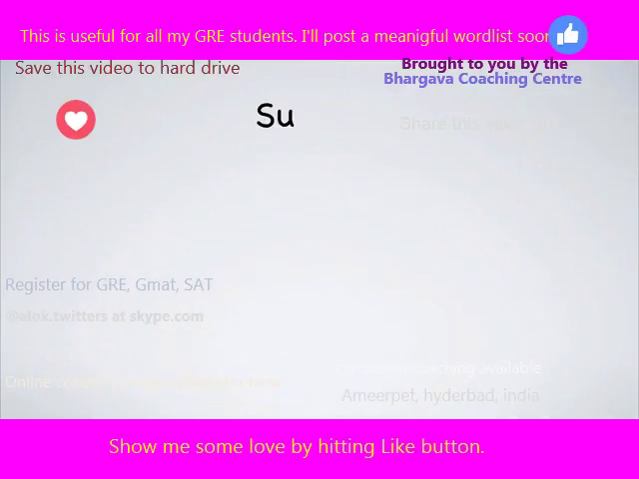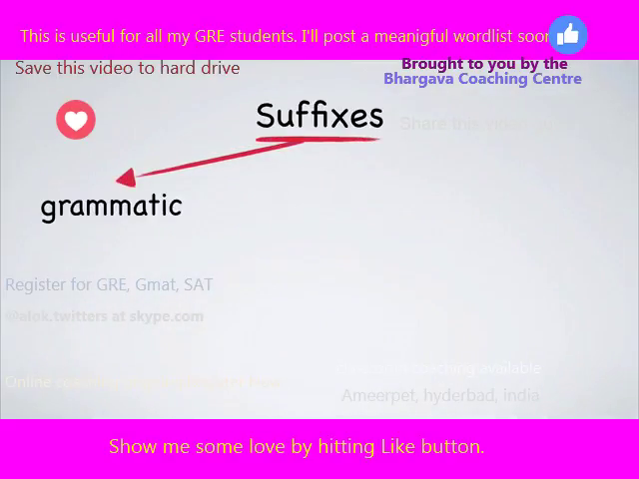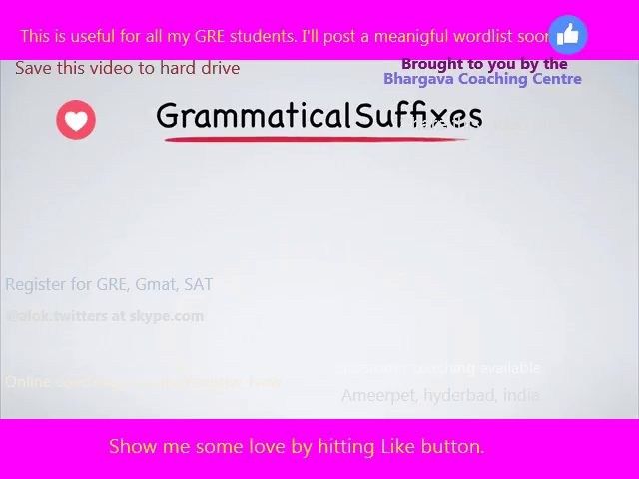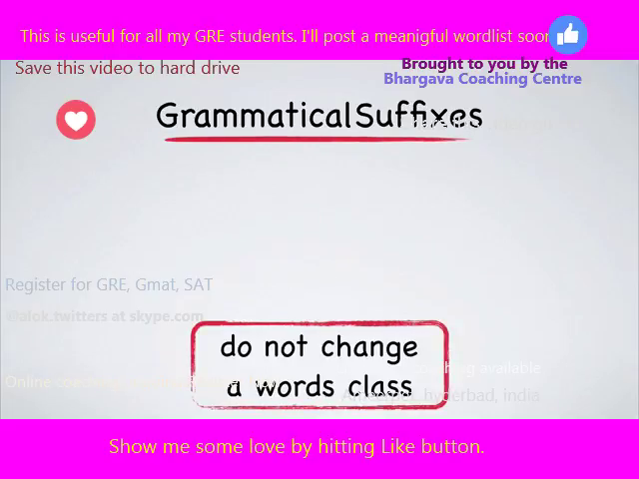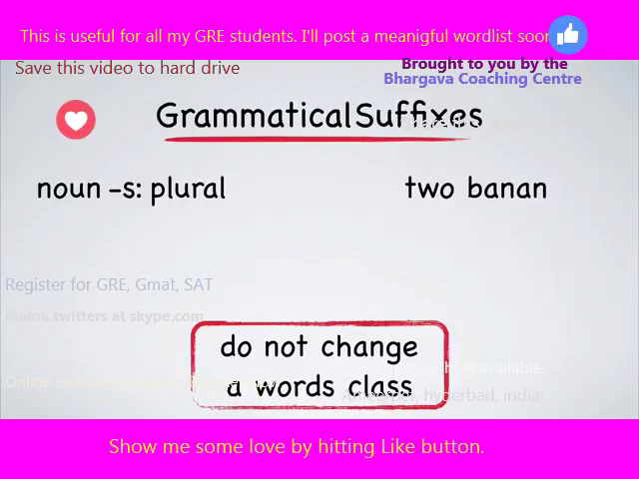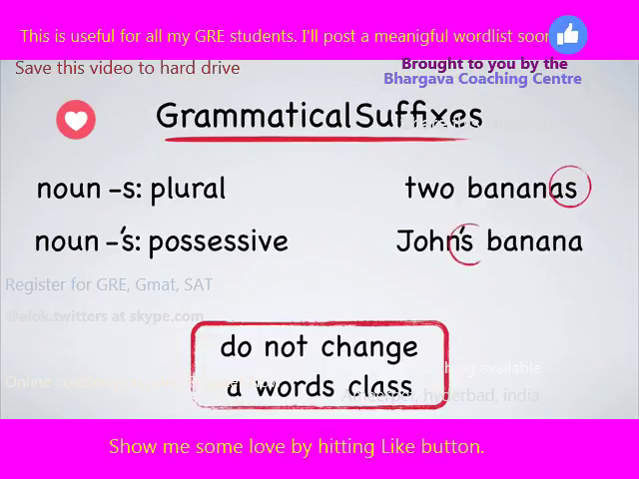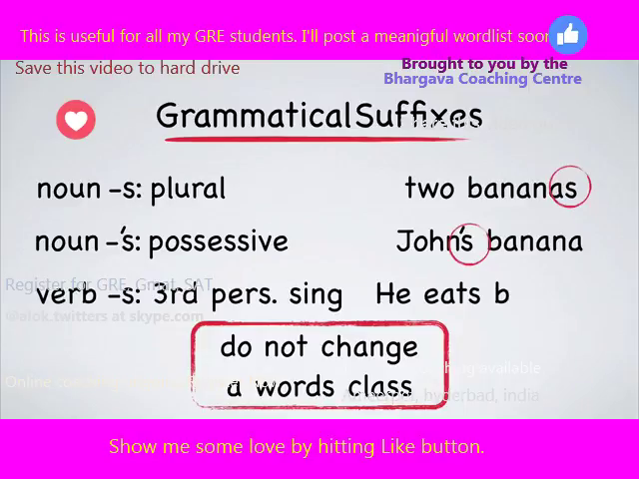There are actually two kinds of suffixes, grammatical and derivational. First, we'll look at grammatical suffixes. Grammatical suffixes do not change the class of a word, so they will not change a verb to an adjective or a verb to a noun. They simply add grammatical information. A few examples are the plural s, one banana, two bananas. The possessive s, John's bananas. The third person s, John eats bananas. These are not all of the grammatical suffixes, but I hope it's enough to give you an idea of what they are. They do not change the class of a word.